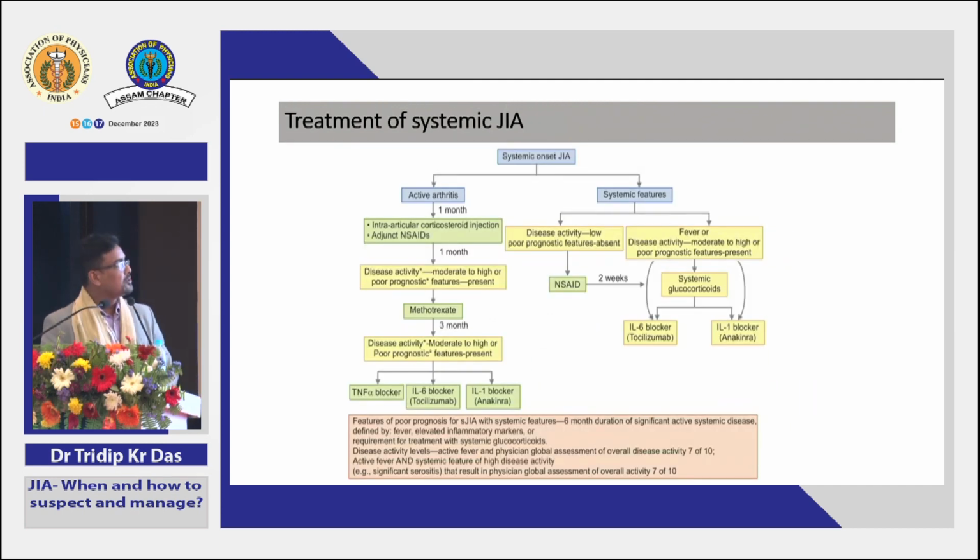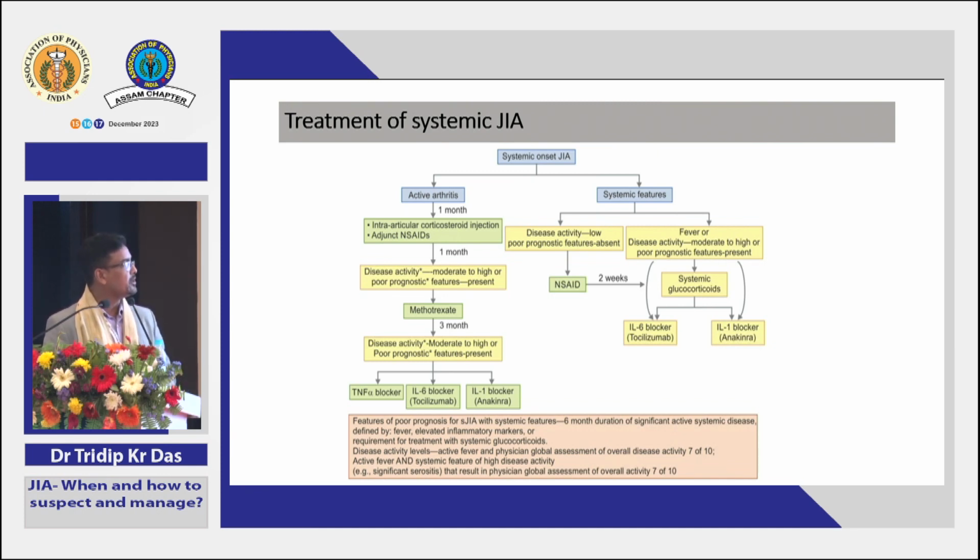In systemic disease, we can also look for whether there is active arthritis or more systemic features. If there is active arthritis, then give intra-articular corticosteroid injection as well as NSAIDs. After 1 month you should look at the disease activity. If it is moderate to high, you can go for methotrexate. Otherwise, after 3 months, check if it is responding well.